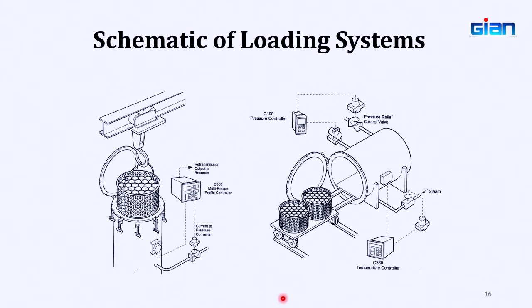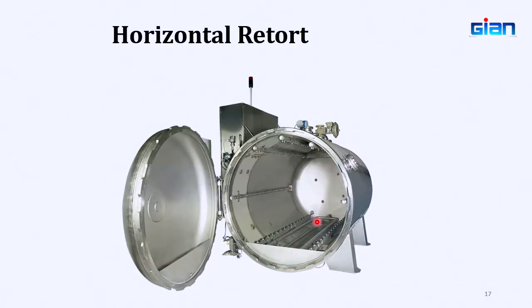This is showing the schematic of the loading system. So this is how you would lower the big basket containing all your containers into the retort if it is a horizontal system. So there is no manual stacking of the cans into the retort. This is all mechanical loading. So this is showing the big picture of the commercial horizontal retort.